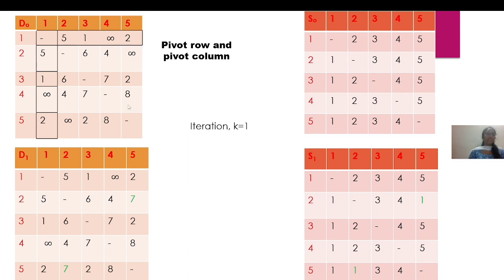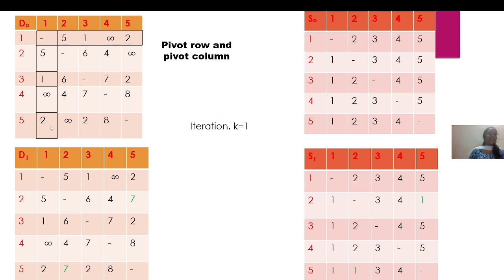Next, the fourth row, how we are going to fill. That is infinity plus 5. We get infinity, which is greater than 4. So 4 is written as it is. Next, infinity plus 1 is infinity, which is greater than 7. So 7 is the shortest. Next, infinity plus infinity, this is not there. Infinity plus 2 gives infinity and 8 is less than that. So 8 we are keeping like that in the D1 matrix.